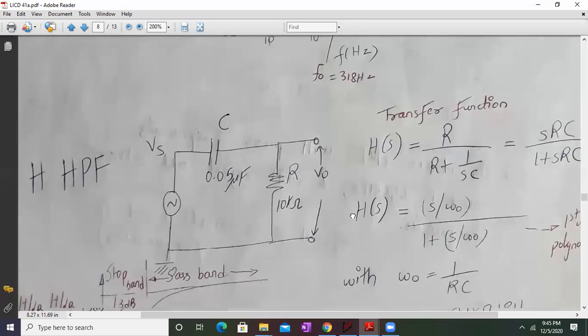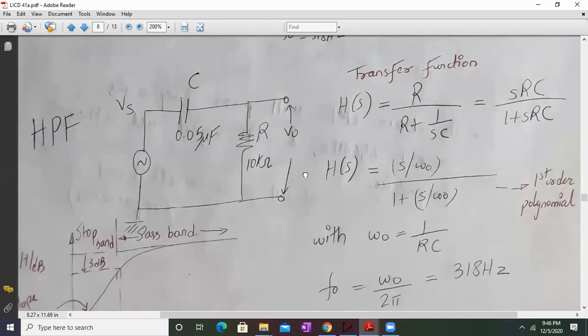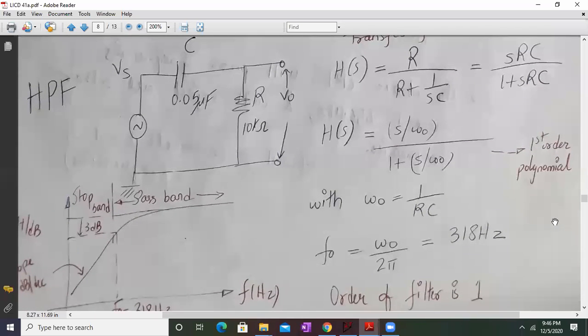Now let's quickly see a high pass filter in a similar manner. Let's say we have a high pass filter. How will the transfer function be? The transfer function will be R divided by 1 plus S into C, so you will get this form SRC upon 1 plus SRC. Here you take S upon j omega naught divided by 1 plus S upon j omega naught, wherein omega naught will be 1 upon RC. This is a first order polynomial.